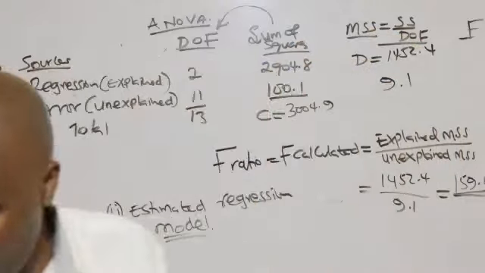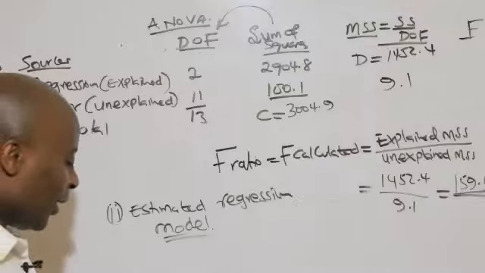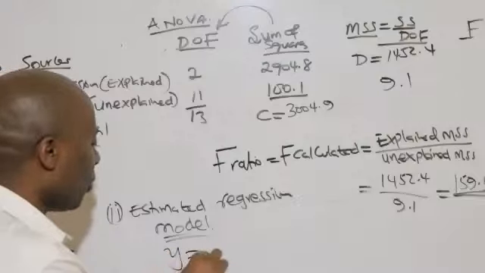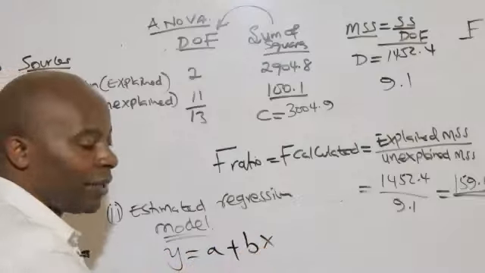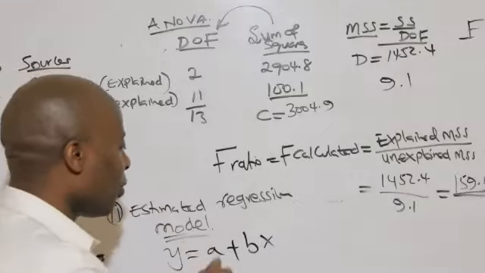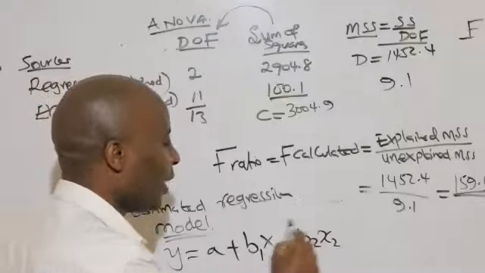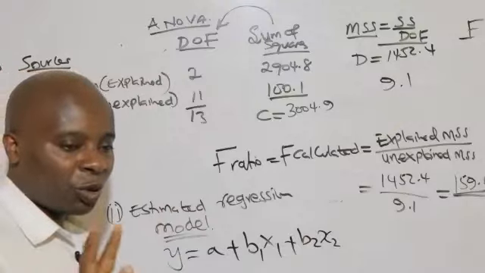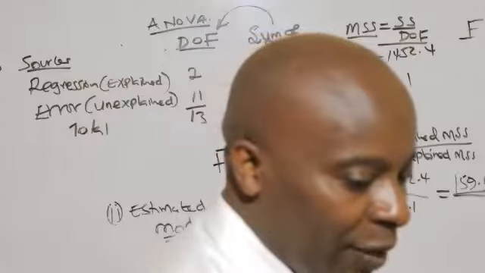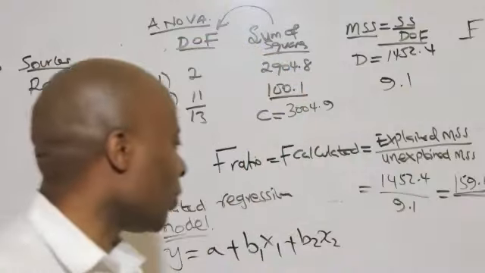Generally this is how regression models look like: y equals a plus bx. But because this is a multiple regression model, this will be y equals a plus b1 x1 plus b2 x2, because we have two predictor variables, x1 and x2.